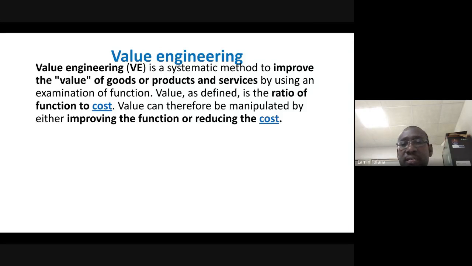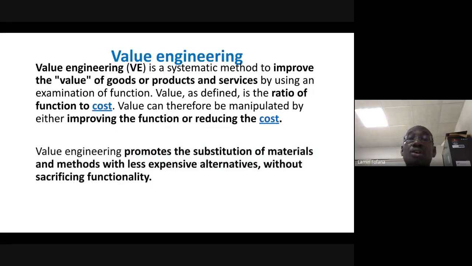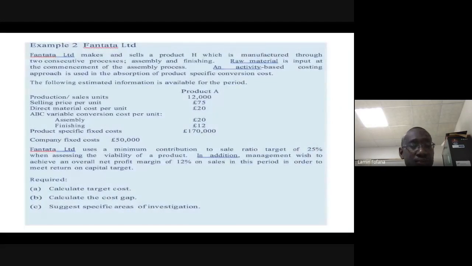So value engineering will be the process whereby we assess our processes and our costing structure, and then see where we can reduce here and there without having any effect on the quality of the product. So that's value engineering for you.